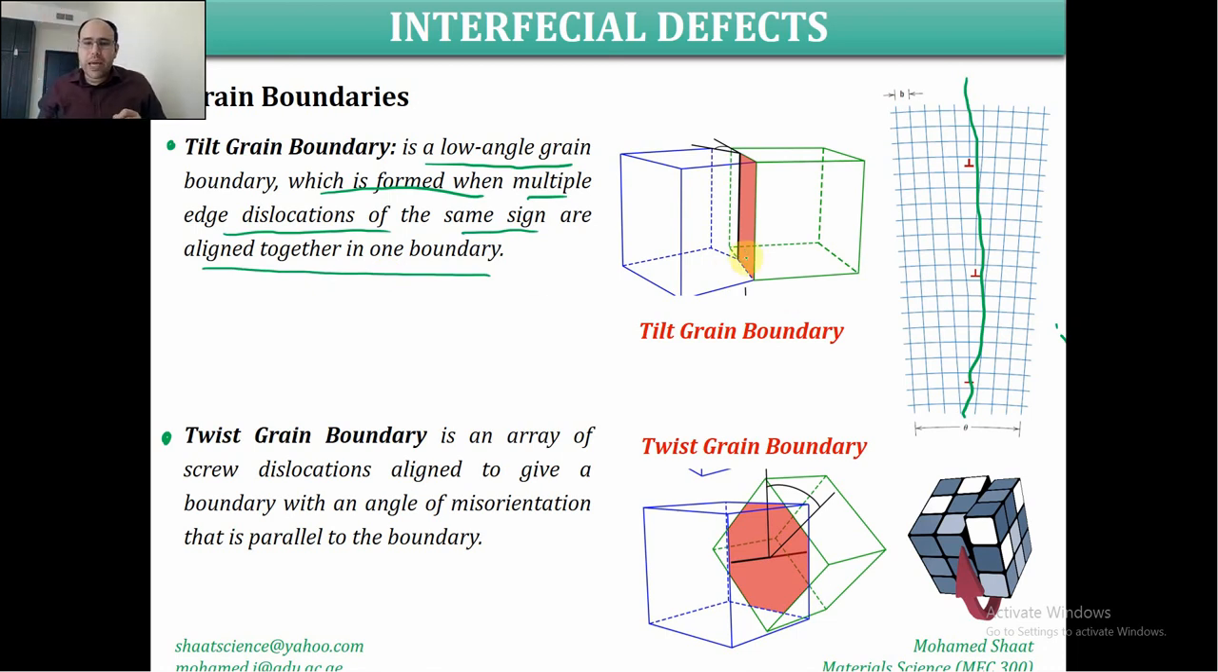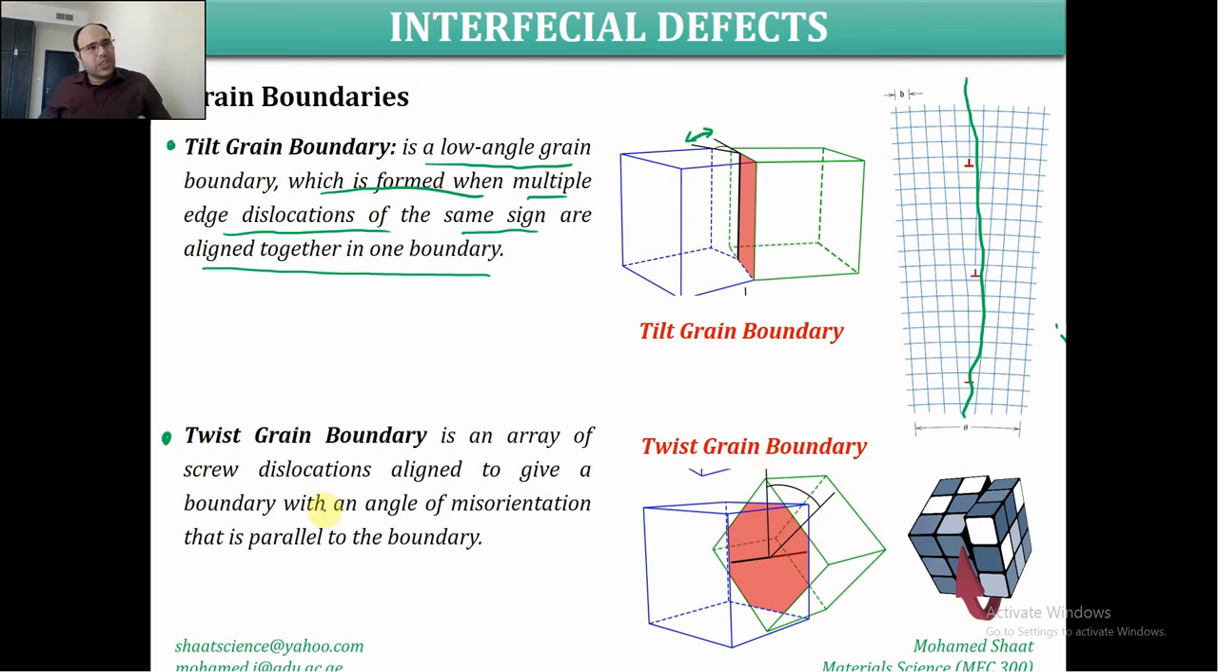So this is going to make, in the same grain, one side and the other side, so instead of having one single grain, you have two separate parts. There will be an angle between them, and this angle will be the angle of misorientation of the tilt grain boundary.